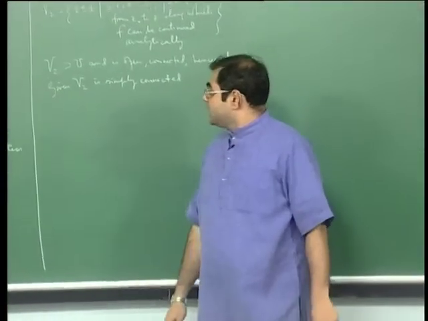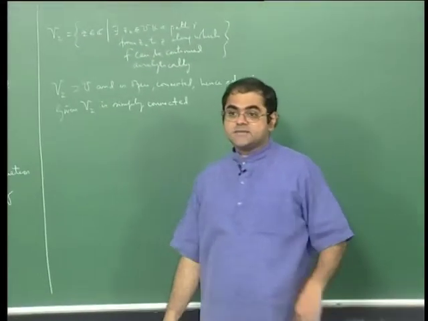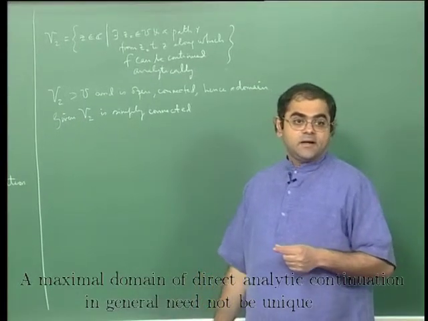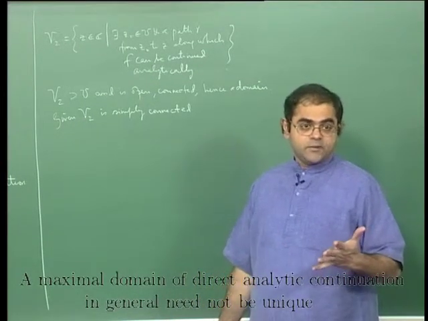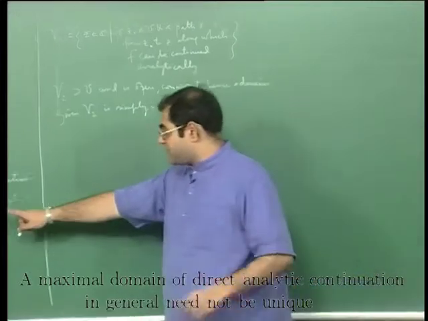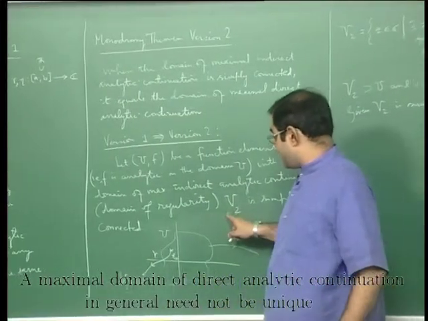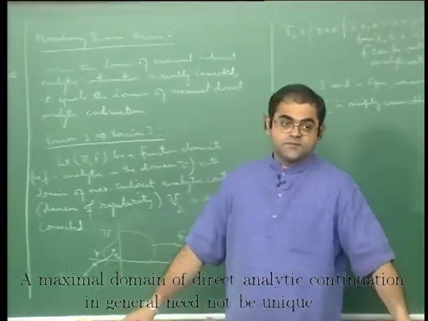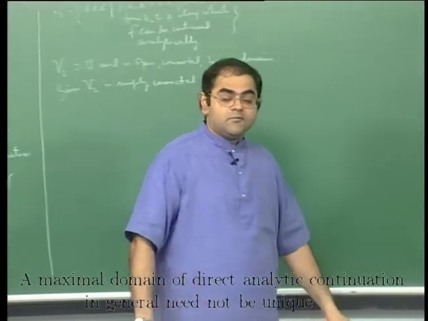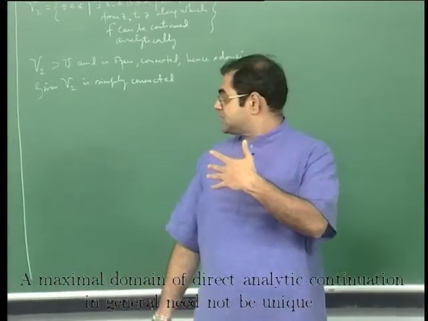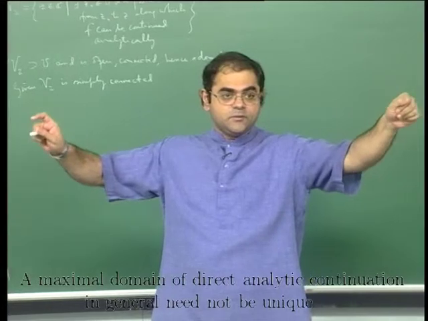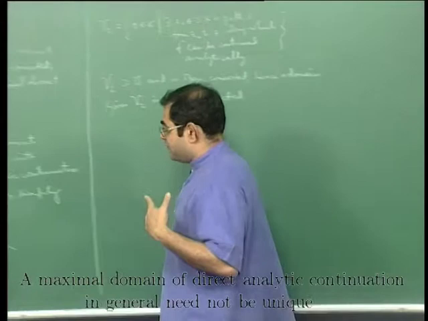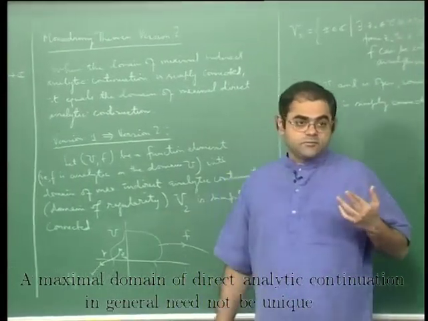What do I have to prove? I have to prove that V2 is equal to V1, which is the domain of maximal analytic extension, okay. See, we also define V1 to be the domain of maximal direct analytic extension, namely it is the largest open connected subset of C where the function F can be directly analytically continued to give an analytic function, okay. And if we call that V1, we want to show V1 is equal to V2.